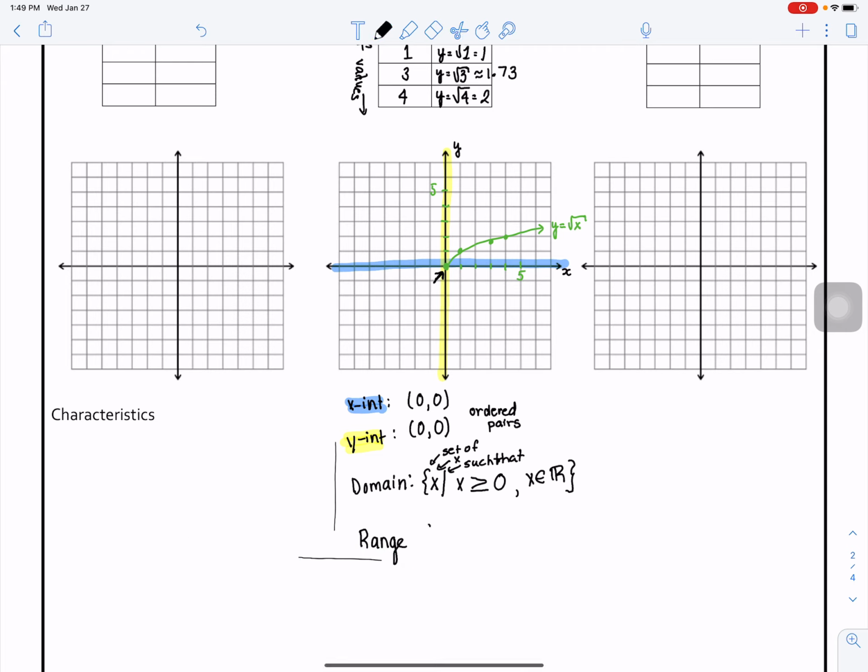So we're going to say my range is the set of y such that y has to be bigger than or equal to 0. And while it's bigger than or equal to 0, it can be any real number. Okay?